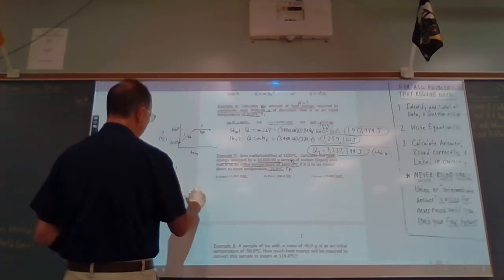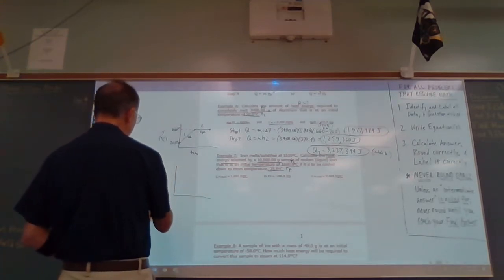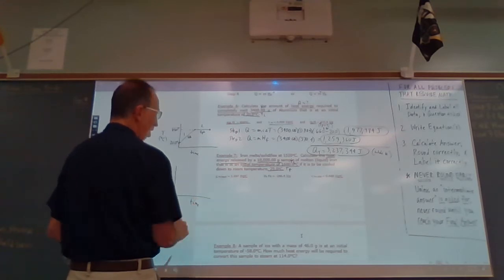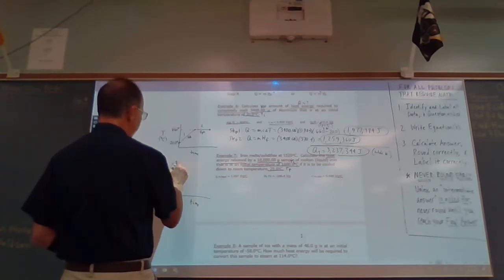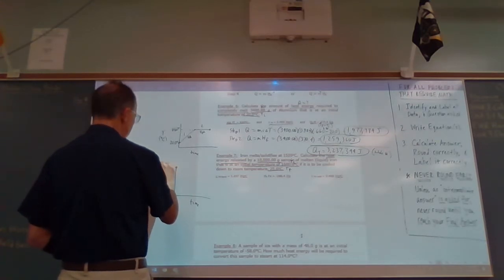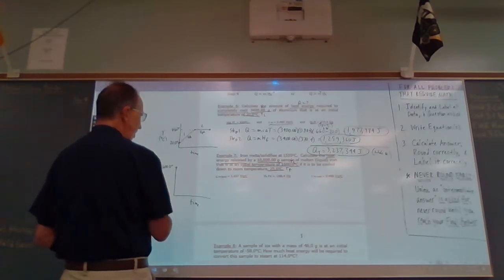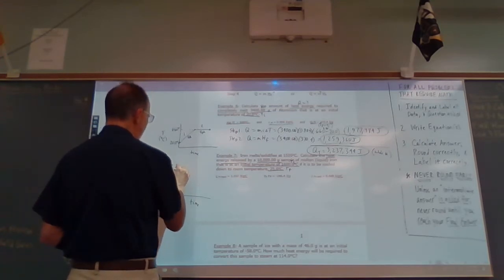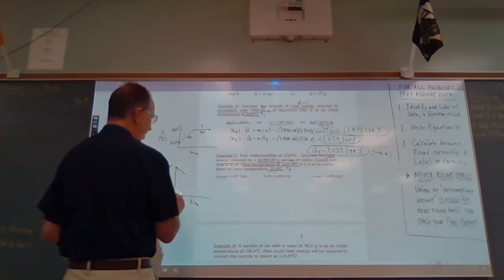Again, we need to draw our graph first. Let's do that. Temperature in Celsius and time. Okay, we're starting at an initial temperature of 1,600. So that's up here somewhere, 1,600.0 degrees. We're going to cool it down. So now we're going to head down in the negative direction.